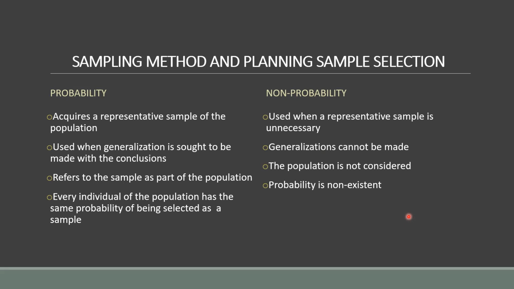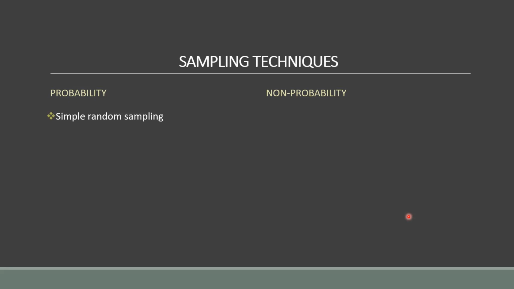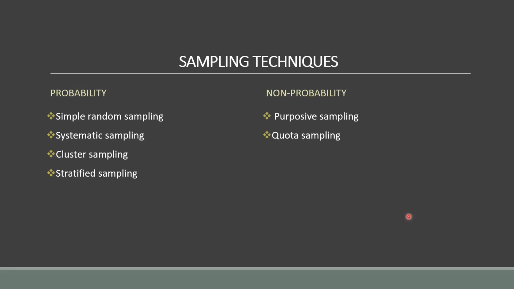So let us now identify the different techniques under probability and non-probability sampling. Under probability, we have simple random sampling, systematic sampling, cluster sampling, and the last type is stratified sampling. For non-probability sampling, we have purposive sampling, quota sampling, convenience sampling, and lastly, snowball sampling. So let us discuss each type of sampling technique for each sampling method.